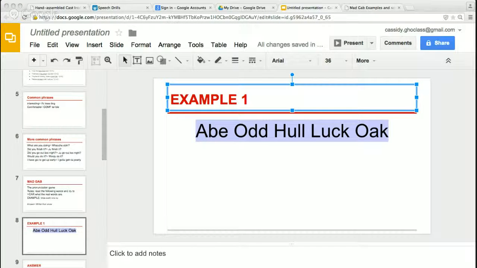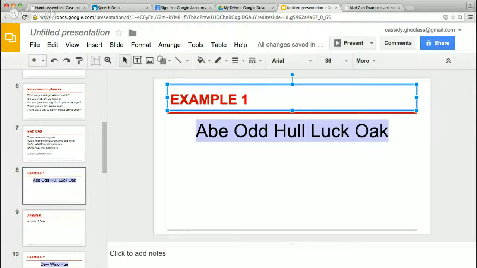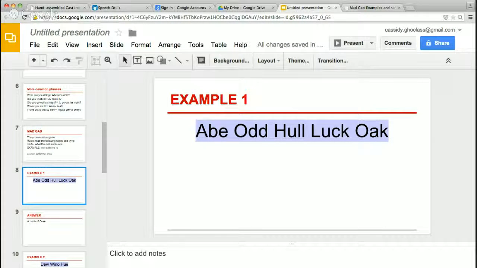I don't see your screen. Oh. By the way. What happened? Okay, now I see it. Oh, okay. I don't know what happened. Eibat Halakok. Keep repeating it. Eibat Halakok. Nothing? You ready for the answer? Able. A bottle of Coke. A bottle of Coke.